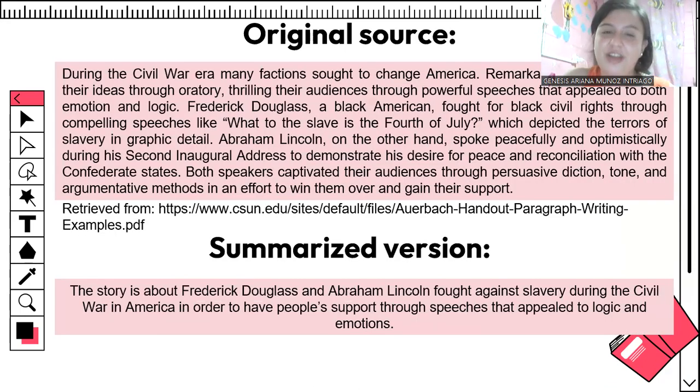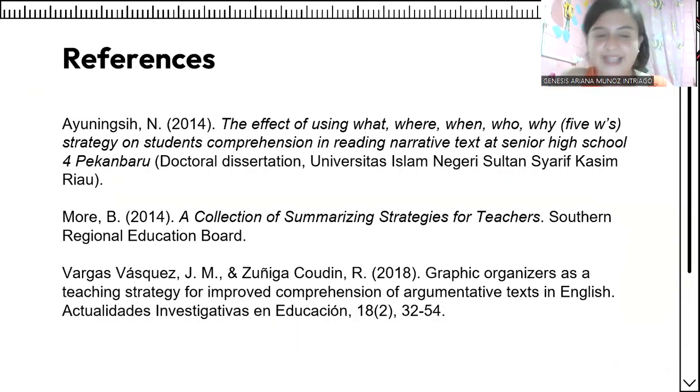Okay, so here is the original source. It's about Frederick Douglass and Abraham Lincoln. And here is the summarized version. Okay, as you can see, it is exactly the same information. This is the reference that I use while doing my work, and that is all.